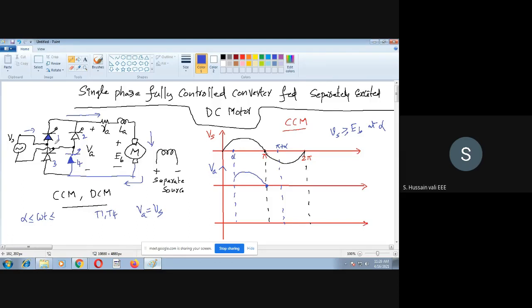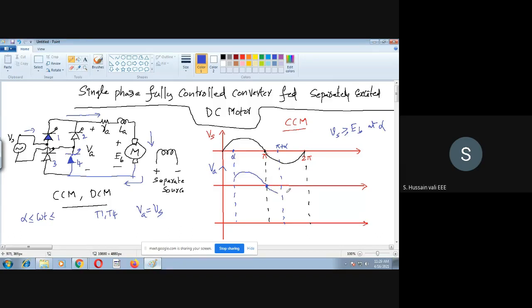So when thyristors 1 and 4 conduct, always remember the output voltage is the same as the supply voltage. So even after pi, the output voltage VA is the same as the supply voltage. What is the supply voltage here? The supply voltage is negative, so VA also becomes negative. This is the point. You must remember that this time VA becomes negative.